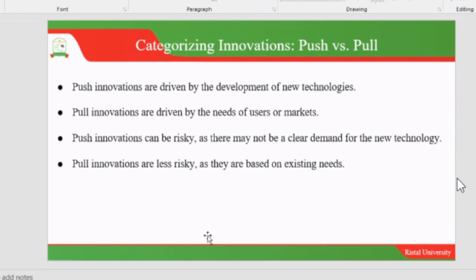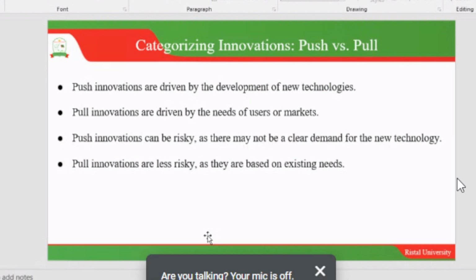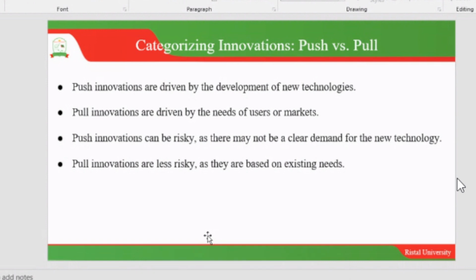On the other hand, if it is driven by development of technology, advancement of technology, the trends in technology, then it is called a push innovation. So in that case, it is the innovator or these developers that are pushing this innovation onto the users. The users themselves have not called for it. Yes, in the end, they might like it, but it is not their idea. It is not what they really need.